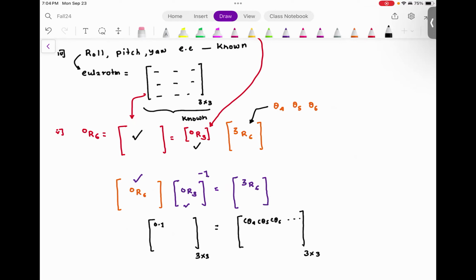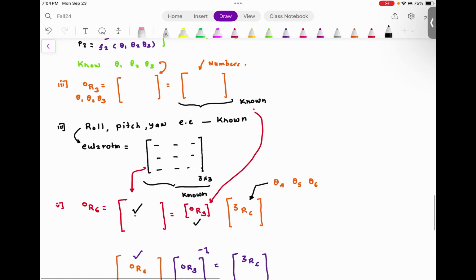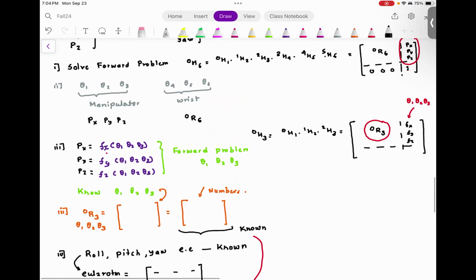And since it's an orthonormal matrix, no matter which equations you use, you will be able to find the same theta 4, theta 5, theta 6. Are you with me? Make sure you understand this very well, because this is what I have asked you in your next assignment. I have asked you to solve the inverse kinematics problem for the Fanuc robot. To solve it, first you will solve the forward kinematics problem.